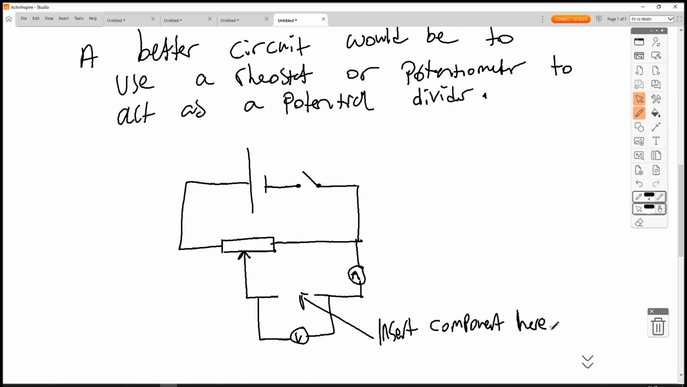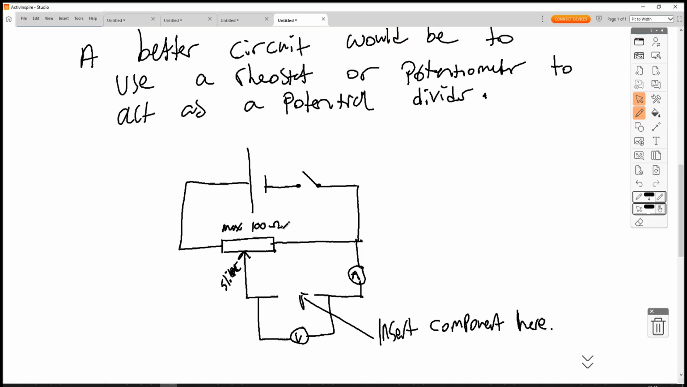Now, I want you to focus on that slider, yeah? Which is the arrow here. So this is a slider. I can adjust this slider by either sliding it all the way to the left of that rheostat or all the way to the right of that rheostat. Let's say that this rheostat is maximum 100 ohms. Yeah?